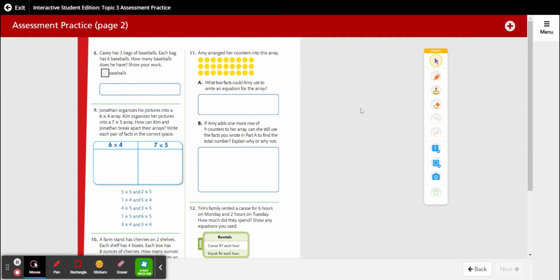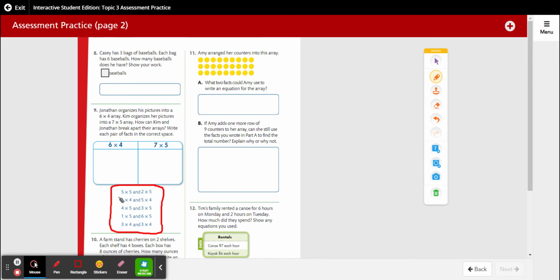Number 9, Jonathan organizes his pictures into a 6x4 array. Kim organizes her pictures into a 7x5 array. How can Kim and Jonathan break apart their arrays? Write each pair of facts in the correct space. So, where are the facts coming from? So when they talk about each pair of facts, they've listed all of the facts here for you. And now all you need to do is put them into the right space.